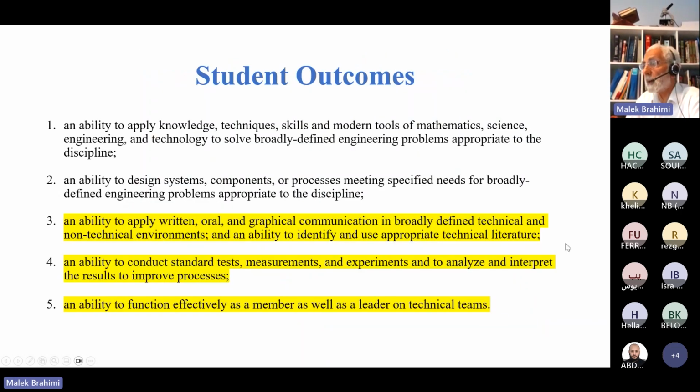So the highlighted ones are the ones that are related to testing. That's why I would like to mention this, to know that. So this is number 3, ability to apply written, oral and graphical communication. This is very important. Communication.